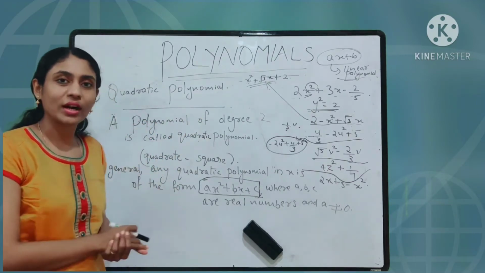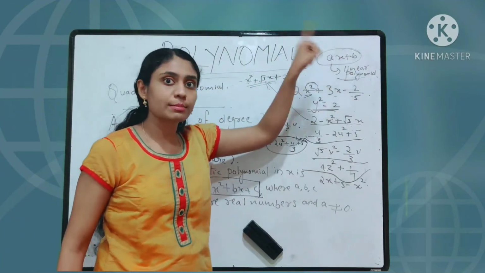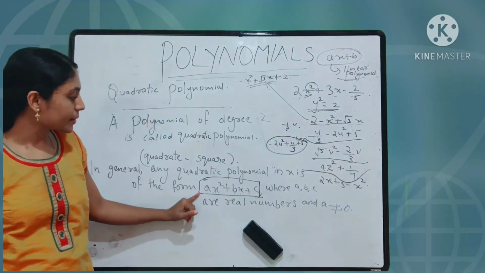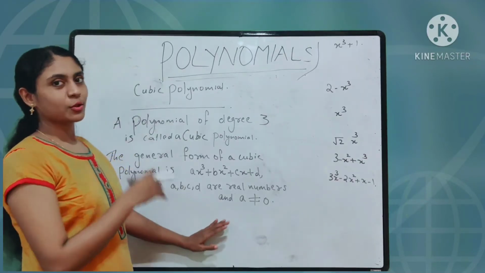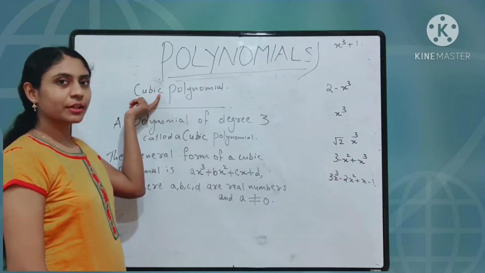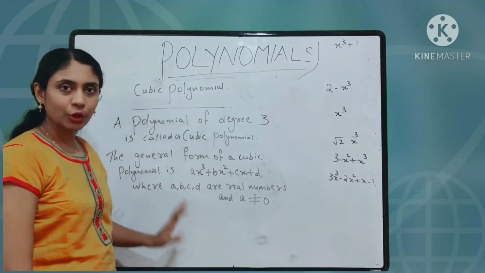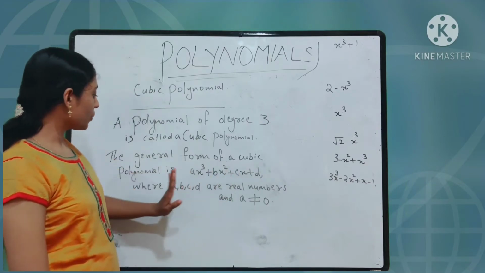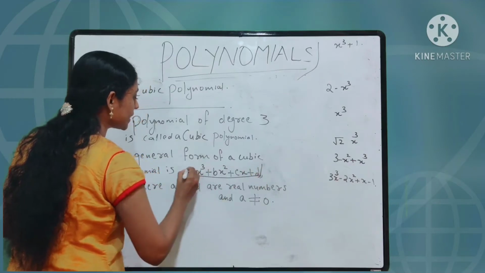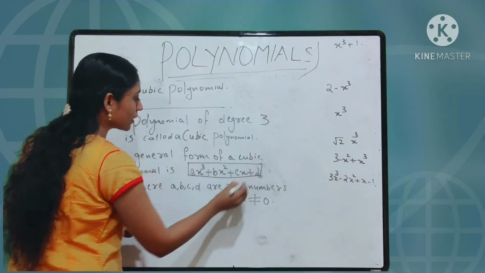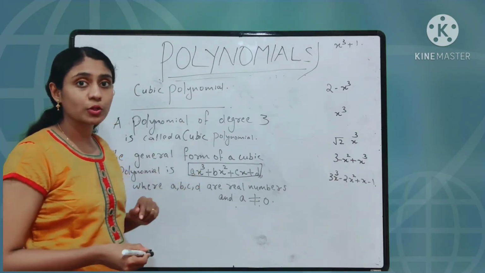A polynomial of degree 1 is called a linear polynomial. A linear polynomial is generally expressed in the form ax plus b, and a quadratic polynomial is represented as ax square plus bx plus c. Got it? Now, what is a cubic polynomial? From the word cubic itself, we know that it is having degree 3. So a polynomial of degree 3 is called a cubic polynomial. And the most general form of a cubic polynomial is ax cube plus bx square plus cx plus d, where a, b, c, d are real numbers and a is not equal to 0. That means the coefficient of x cube is not equal to 0.